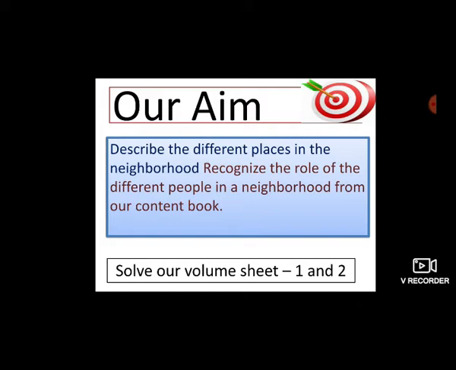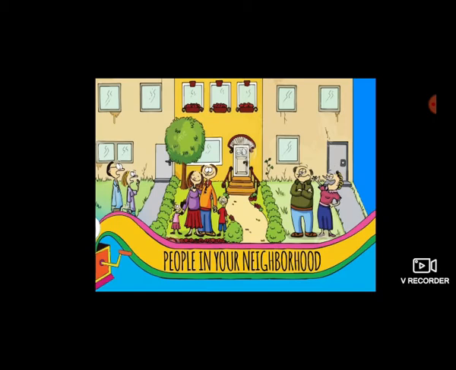Okay students, firstly, let's revise what is neighborhood. A neighborhood is an area around the place where we live. The people who live around our home are a part of our neighborhood. Yes, all the people who live around us are our neighbors. Okay, students, you must also have so many neighbors around you.